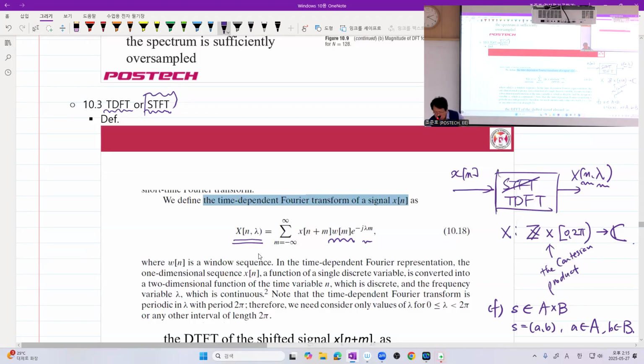Anyway, so what is this one? The inside of this one can be viewed as what? Your input is time advanced by parameter n and windowed by w, and the DTFT with parameter lambda is performed. So the windowed version of the advanced version of the input is discrete-time Fourier transformed.